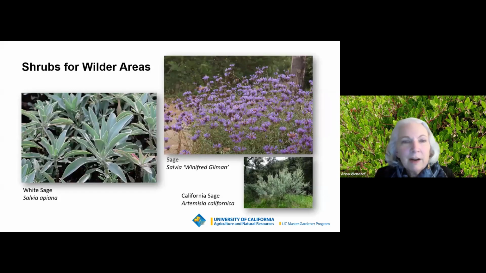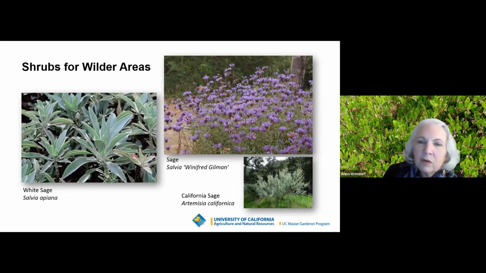If you have a wilder area, let's say up on a hill or a little bit further away from your house, or someplace where you're not really worried about what the neighbors think, you can grow white sage. There's a new variety out that is a compact variety. It smells heavenly, and you can dry the leaves and make saging sticks. The Winifred Gilman sage also has a really wonderful strong scent.